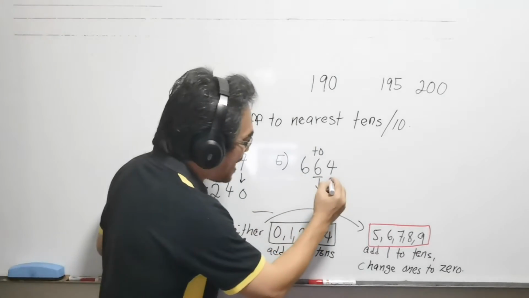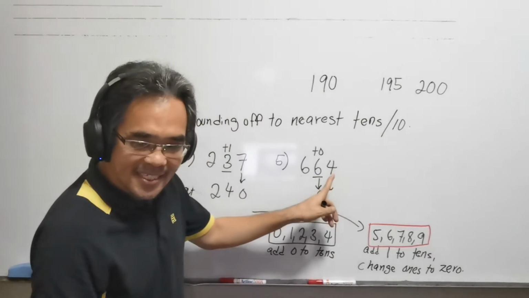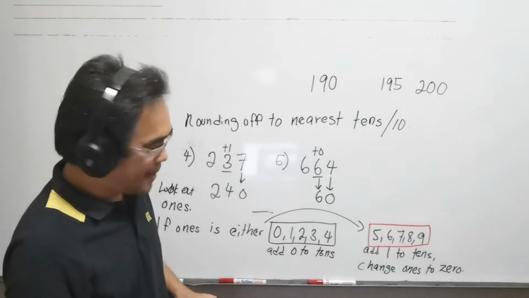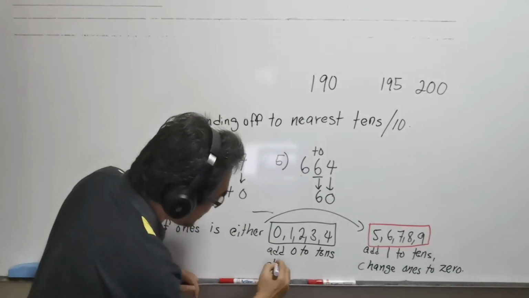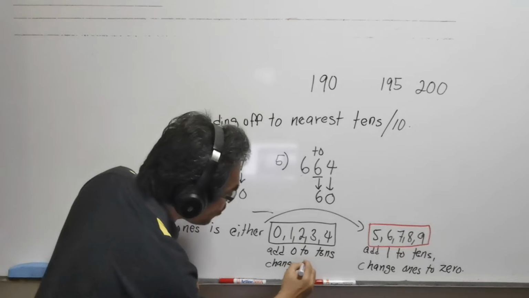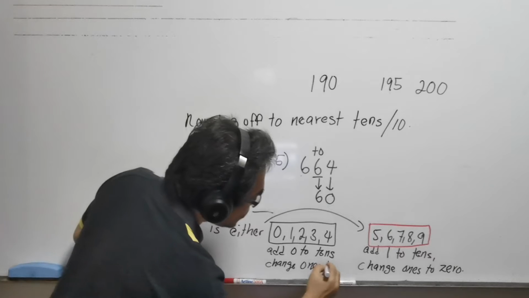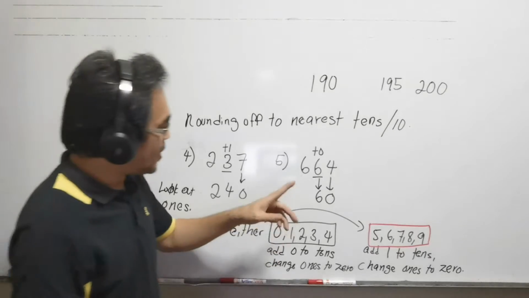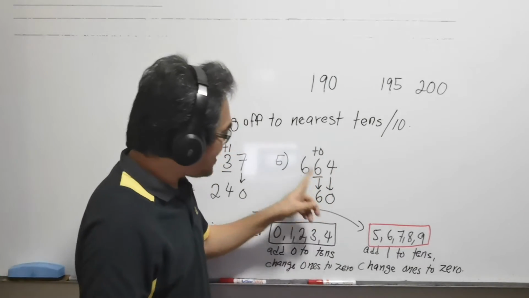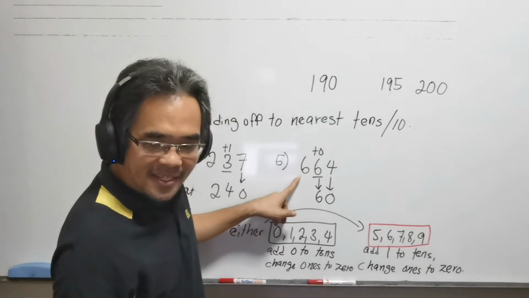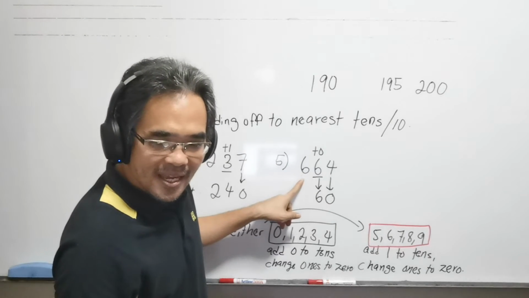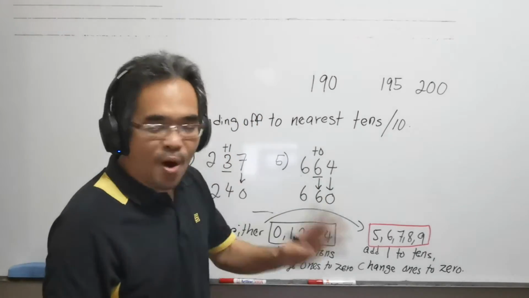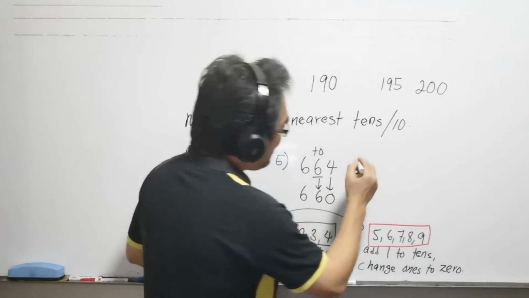And change this to what? To 0. Okay, change ones to 0. Change 1 to 0, okay? Take ones, tens, and 100. So what will happen to 100? Yes, correct. You understand that already. But we have more examples until you really understand, okay?